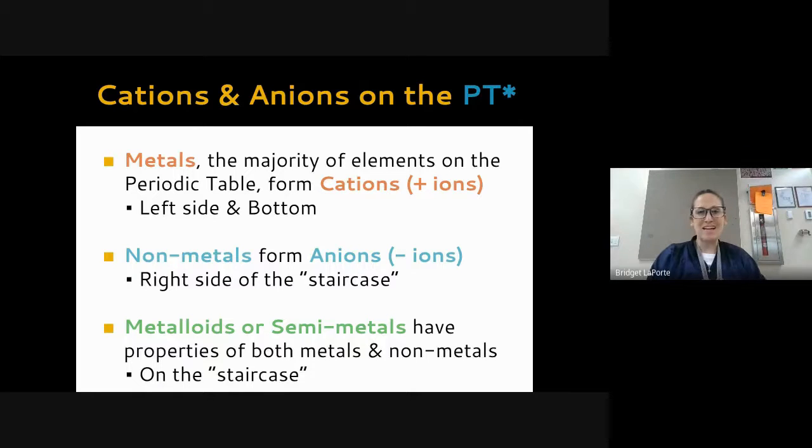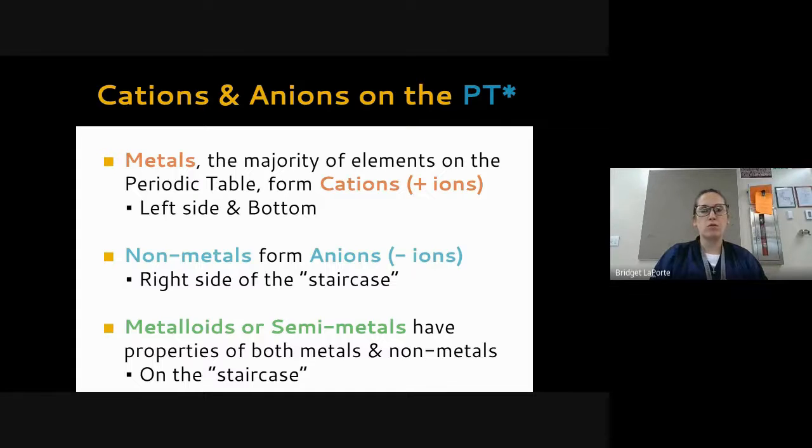Cations, with the T, means it's a positive ion. What does a positive ion mean? That means that we have more positive charges left in the atom than we do negative. So that means that element gave away negative charges. It moved electrons away. If we are an anion, that means that we gained negative charges. So electrons were brought to the atom, resulting in more negative charges than positive charges.